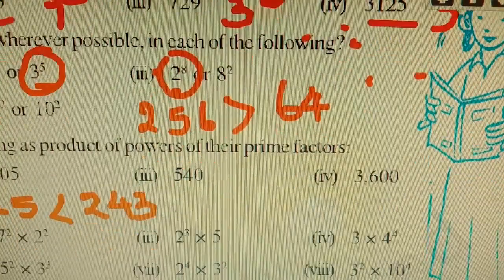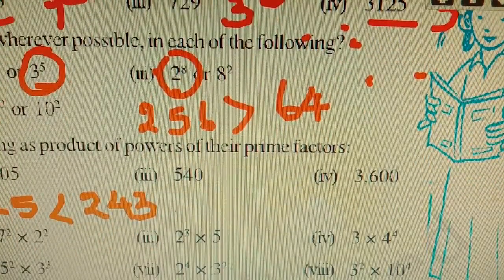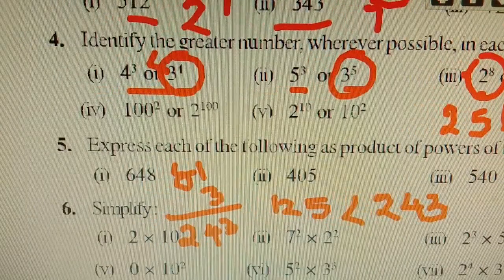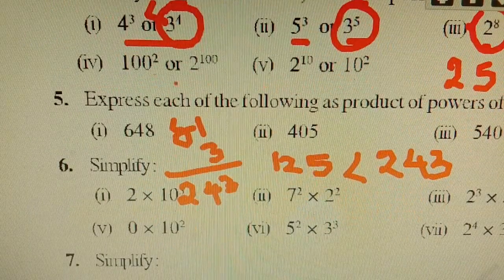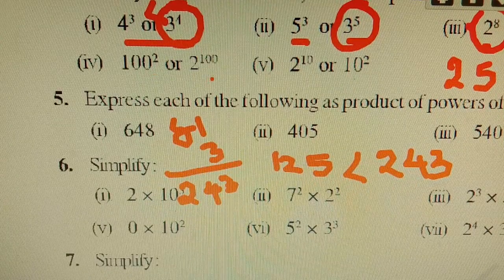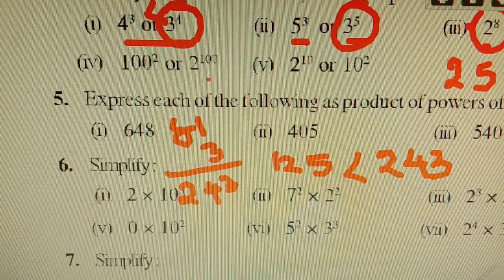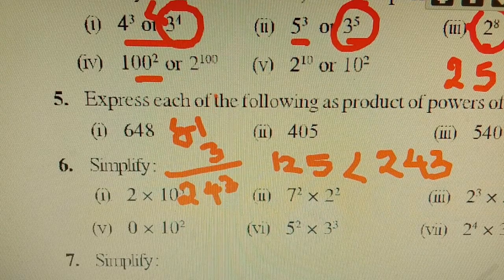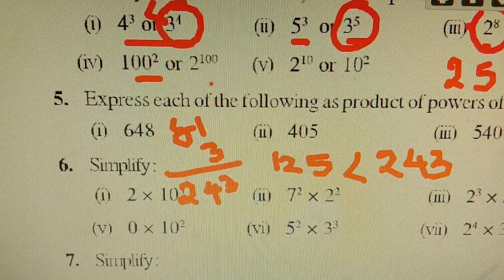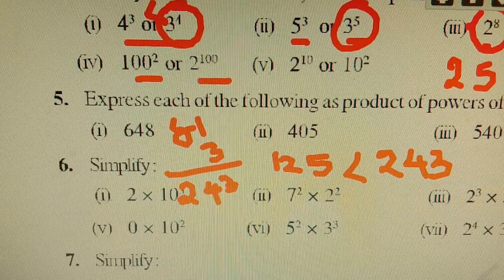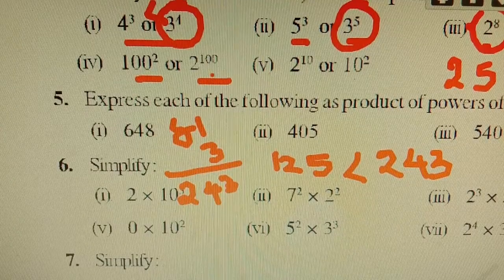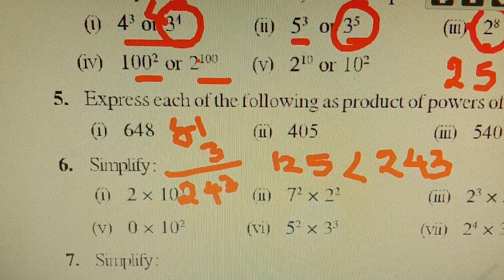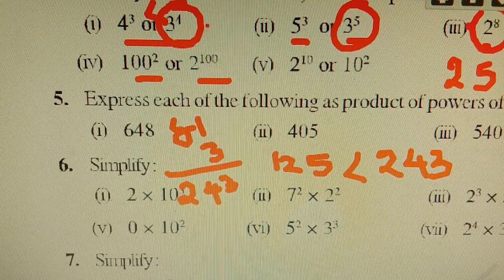The next one, 100 square or 2 to the power of 100, which is greater? Then 100 square, that means 10,000, that we know. 100 into 100, that is 10,000. But this 2 to the power of 100, anyway, that is more than that 10,000. That is sure. Because we think only 2 is the number, but 2 multiplies not only 1 or 2 times, 100 times. 2 multiplies 100 times. Anyway, that will be more than 10,000.